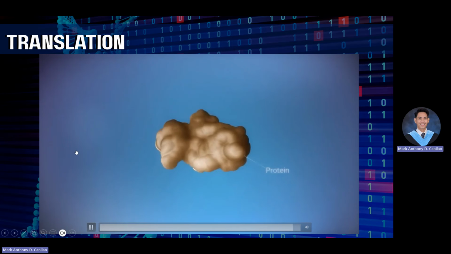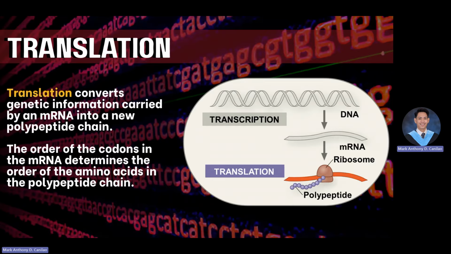Okay, so this is the process known as translation. In the video, the mRNA transcript that we have manufactured in the transcription is now used for the translation. It exits the nucleus and we will be using the rRNA, the tRNA, and the mRNA to create a protein. Okay? So in translation, again, it converts the genetic information that we have manufactured in the nucleus known as the mRNA.